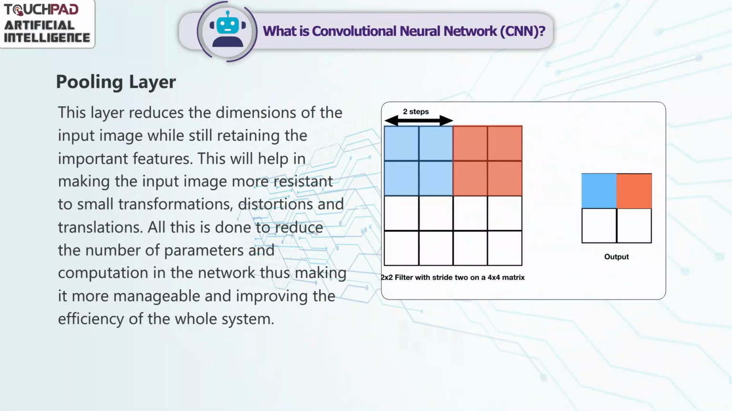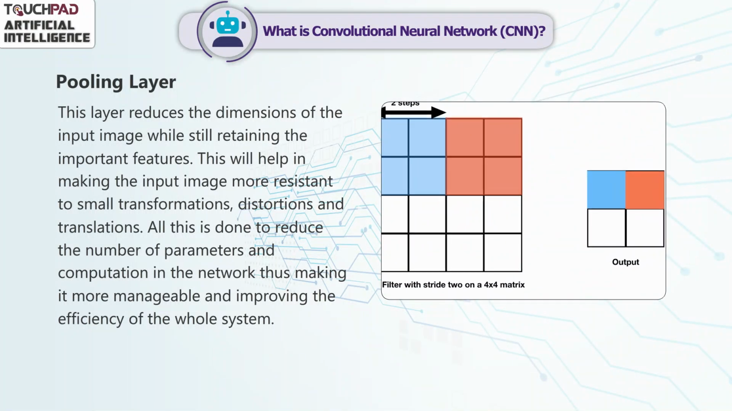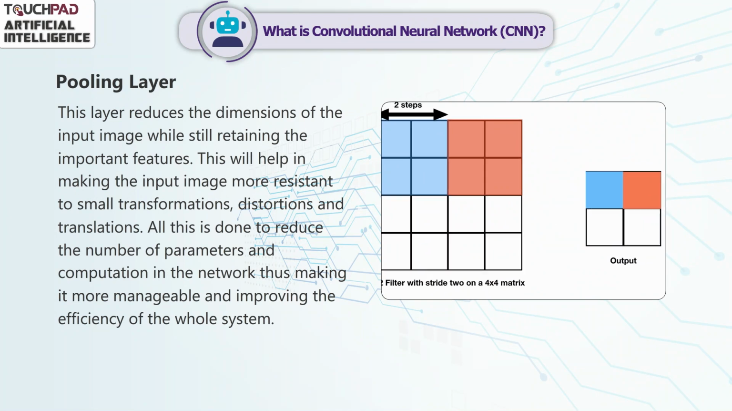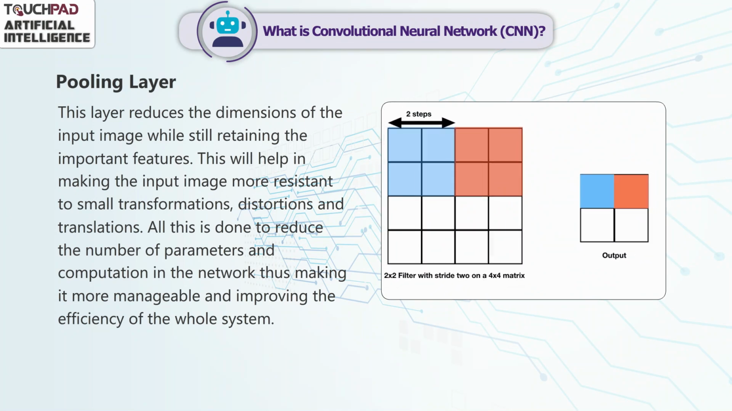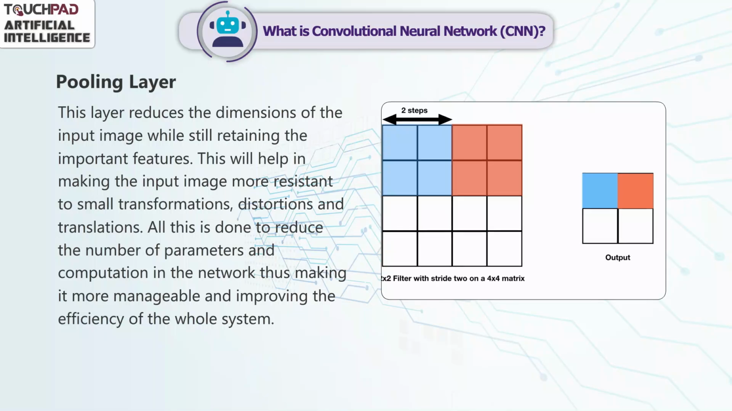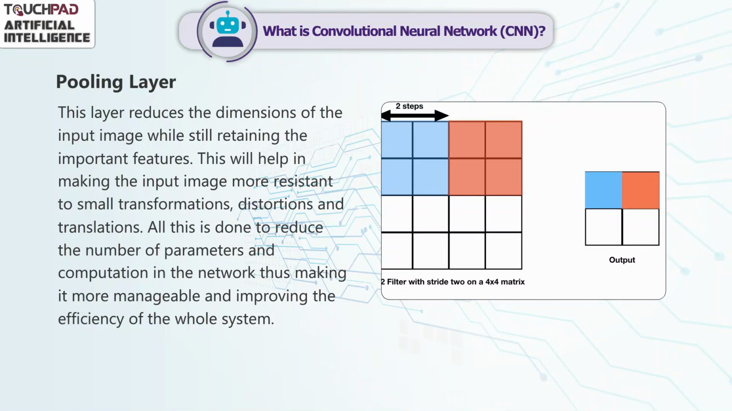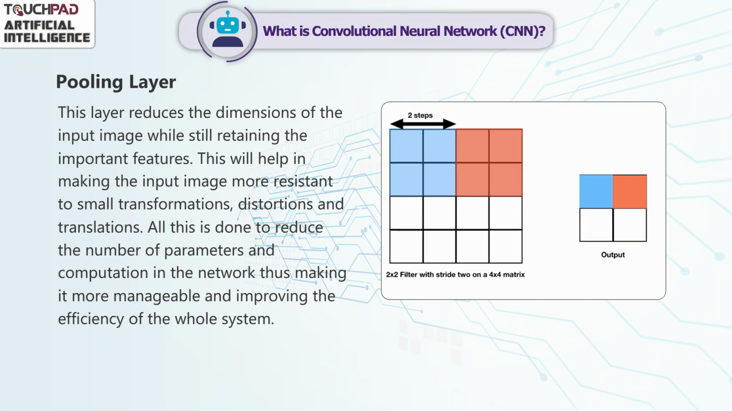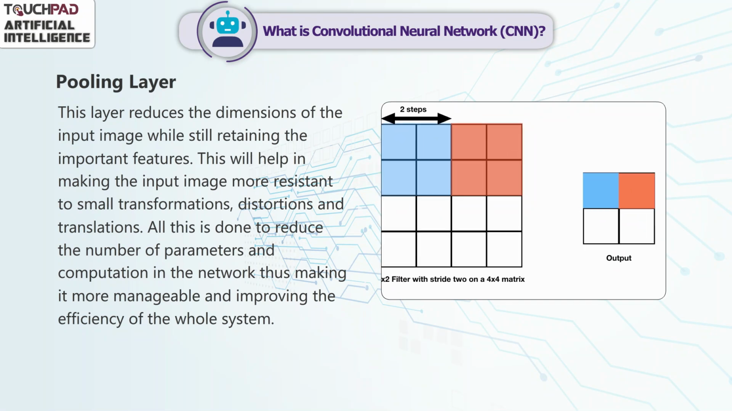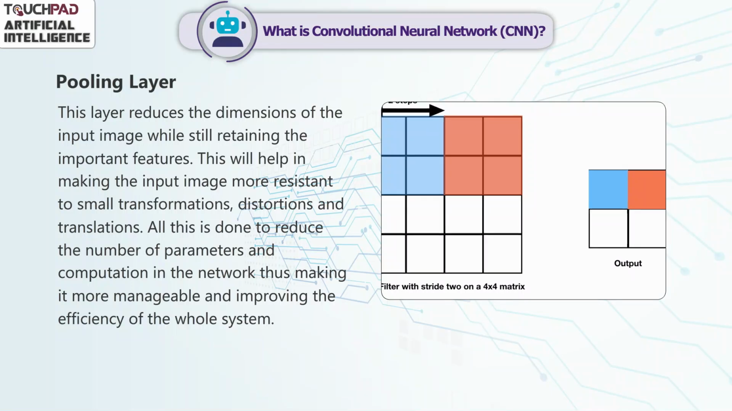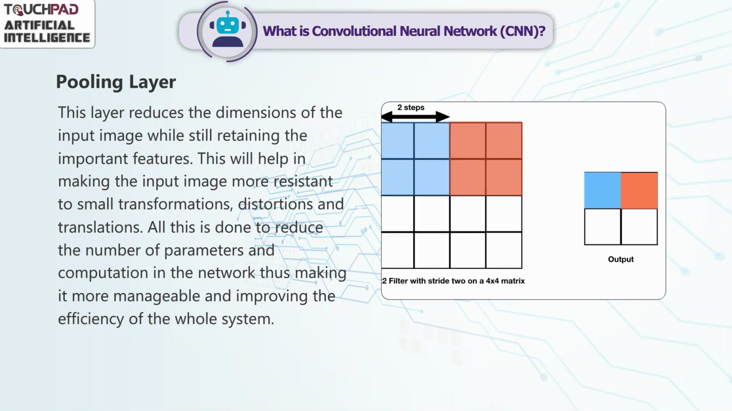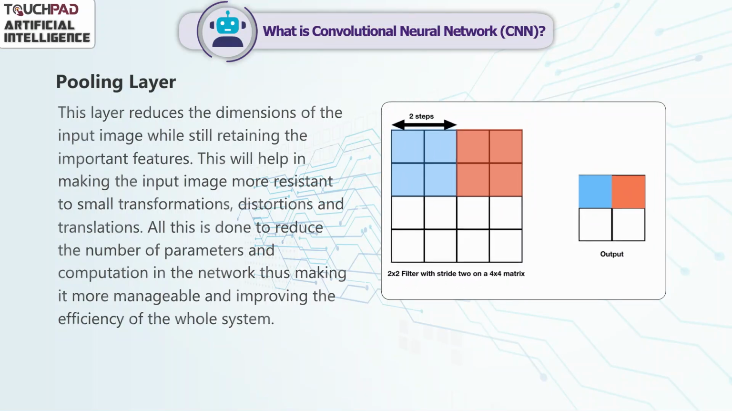Pooling layer. This layer reduces the dimensions of the input image while still retaining the important features. This helps in making the input image more resistant to small transformations, distortions, and translations. All this is done to reduce the number of parameters and computation in the network, thus making it more manageable and improving the efficiency of the whole system.